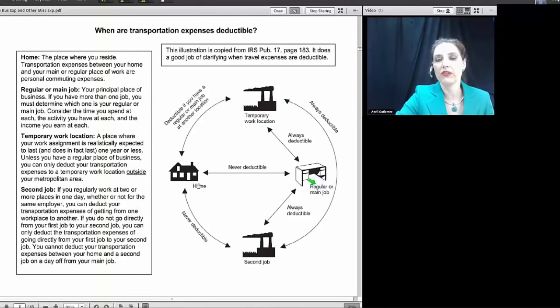And the distance between your home and your regular job is never deductible. We then look at the drive from your home to a second job, and that's never deductible. Or your home to a temporary work location. But your home to a temporary work location is deductible so long as you have a regular main job. And if you go from a second job to a temporary job, or your regular job to a temporary job, or a regular job to a second job, that's always deductible as well.